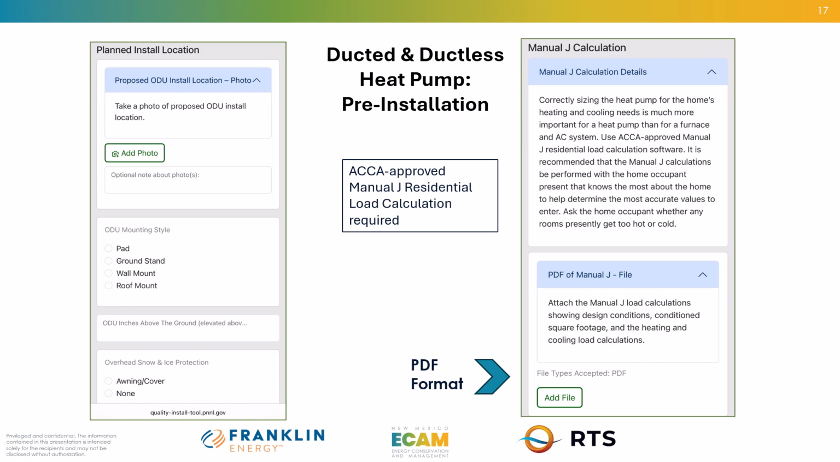Next, you will complete the planning portion, which includes the planned install location and Manual J calculation. ACCA-approved Manual J residential load calculation software is required. The home occupant will need to be present while the calculation is completed. Take note that the Manual J file you will need to upload must be in PDF format.